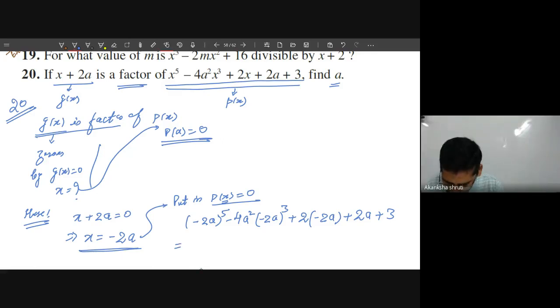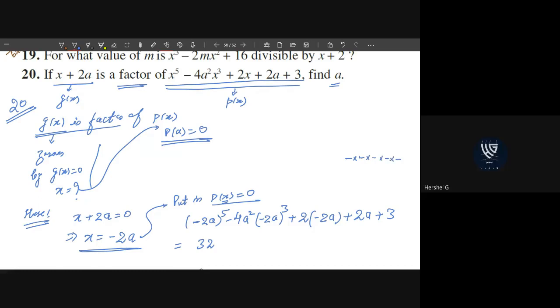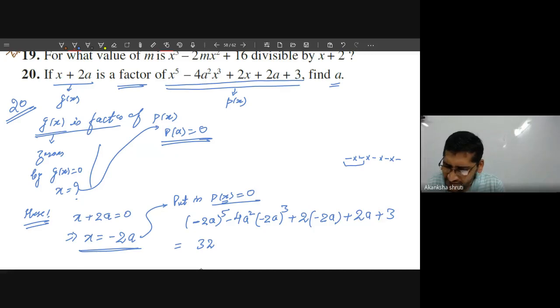Now take it. 2 to the power 5 becomes 32. And this minus is of odd power, meaning minus five times: minus into minus into minus into minus into minus. Minus times minus becomes plus, but multiplying again it becomes minus. So the negative sign will be here. So minus 32 a to the power 5.